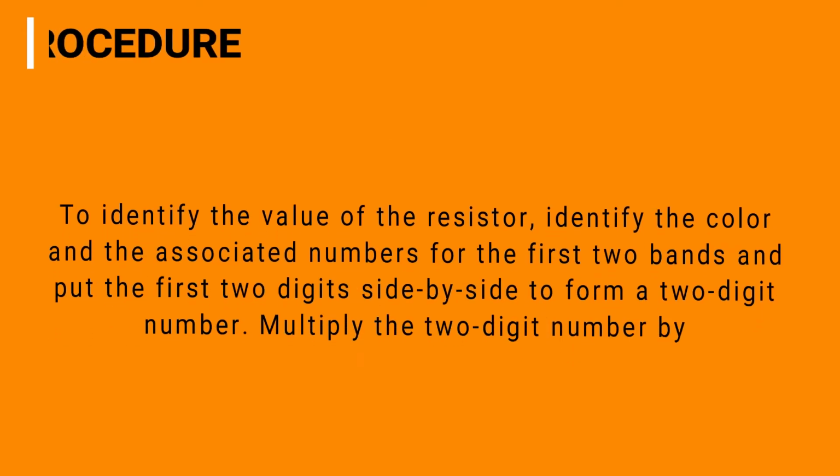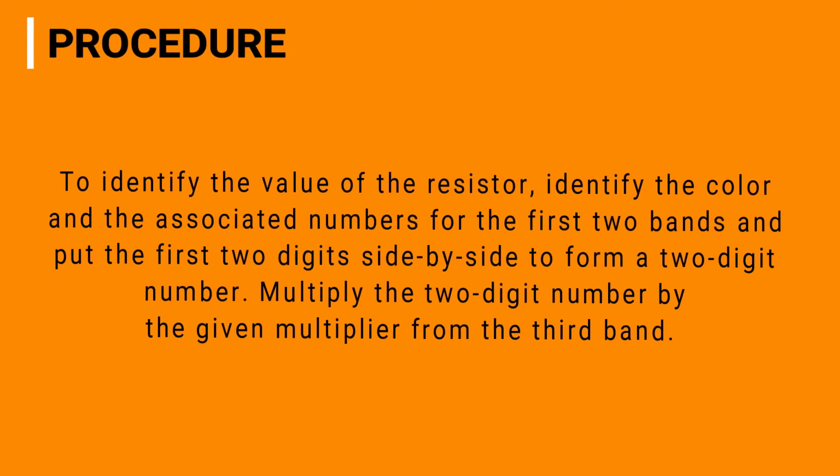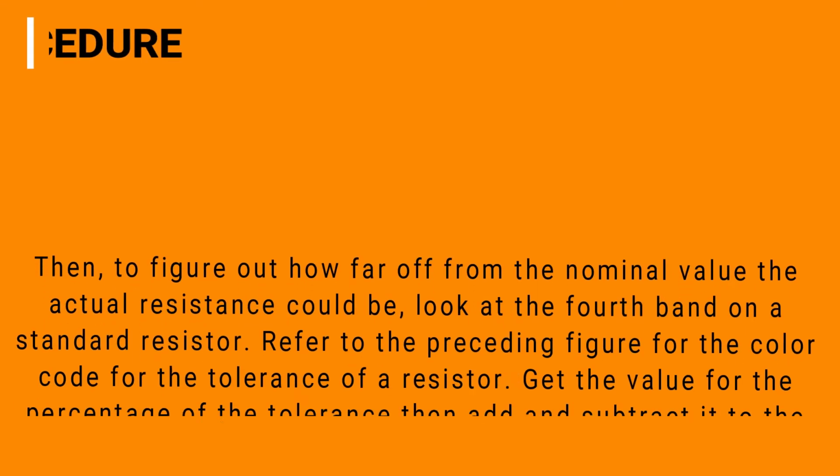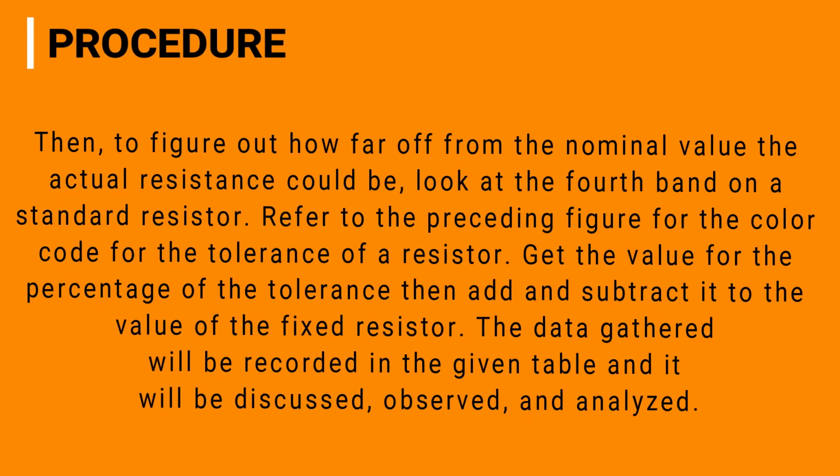To identify the value of the resistor, identify the color and the associated numbers for the first 2 bands and put the first 2 digits side by side to form a 2-digit number. Multiply the 2-digit number by the given multiplier from the third band. Then, to figure out how far off from the nominal value the actual resistance could be, look at the fourth band on a standard resistor.